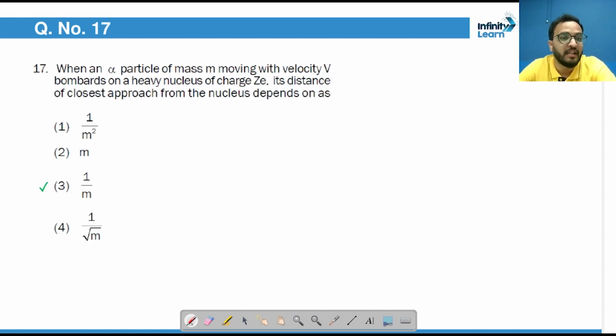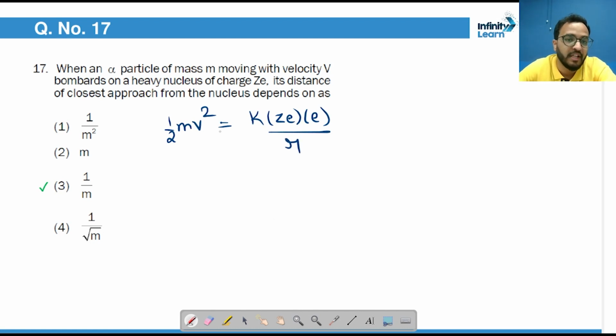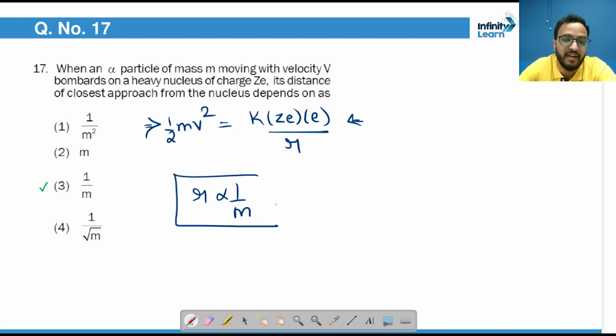Okay. Now, when an alpha particle of mass m moves with a velocity v, bombards a heavy nucleus, its distance of closest approach will be, see, whatever its kinetic energy will be completely converted into its potential energy, right? So overall kinetic energy is completely converted into potential energy. So obviously R is inversely proportional to M, as other factors are constant. V square is constant because it is the initial velocity that is already given. So the 2 is constant, V is constant, K, Z, E, all these are constant. So R is inversely proportional to M, right?